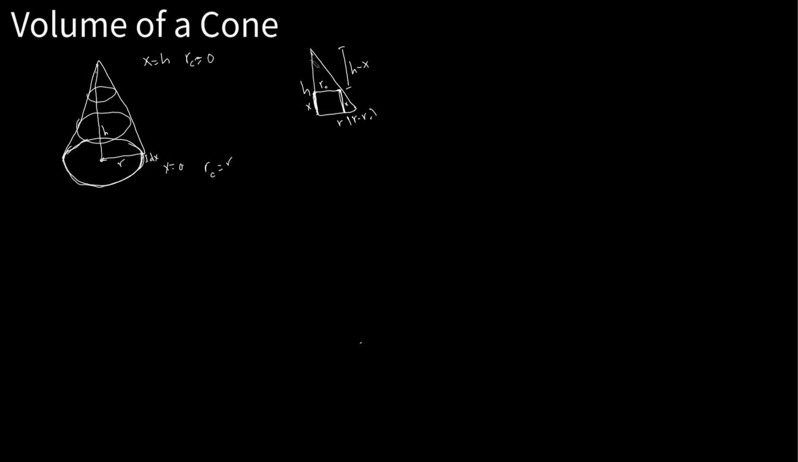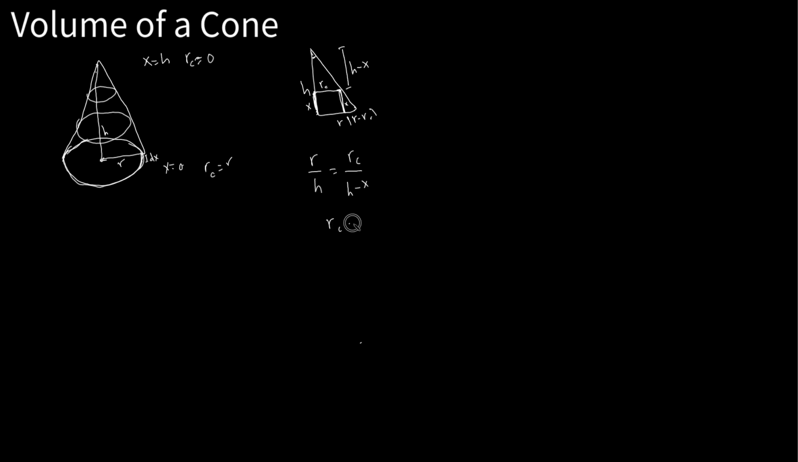So we know that this angle over here is constant, right? Meaning the tangent of this angle, which is opposite over adjacent, will remain the same. In this case, opposite over adjacent is r over h for the bigger triangle. But if you look at the smaller triangle, we have opposite over adjacent equal to r sub c over h minus x. And from this we can solve for r sub c.